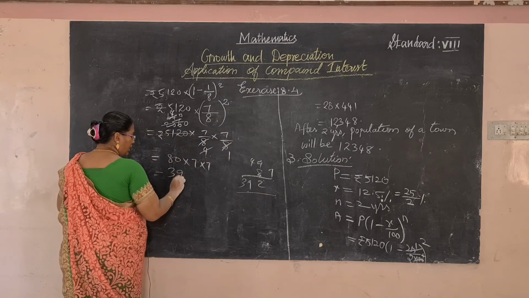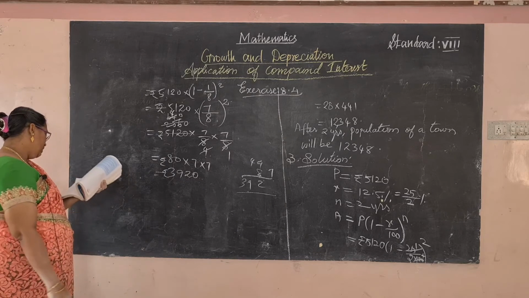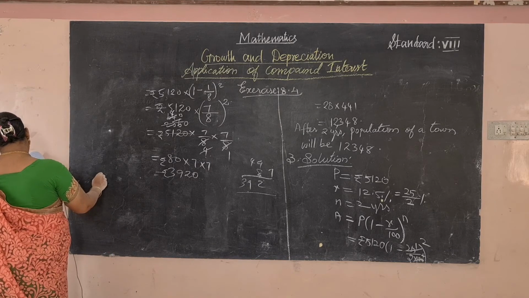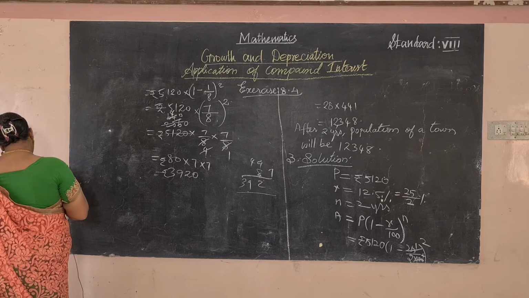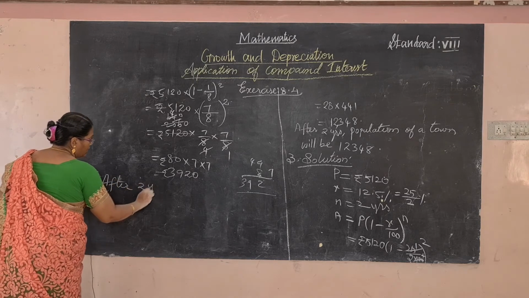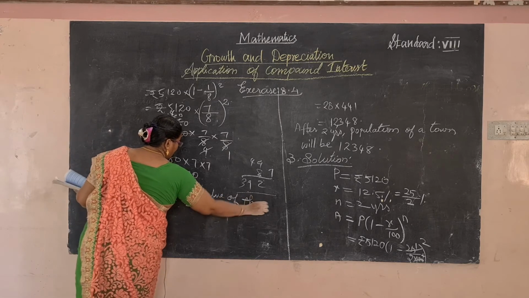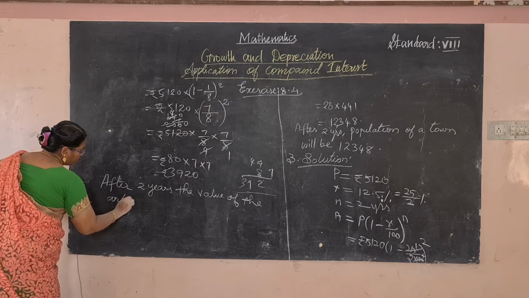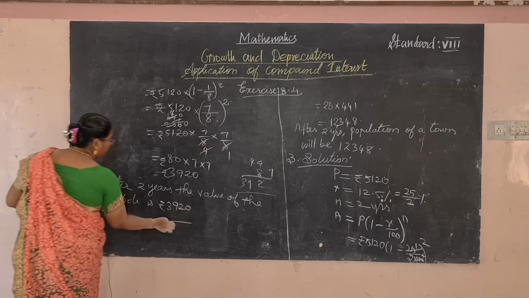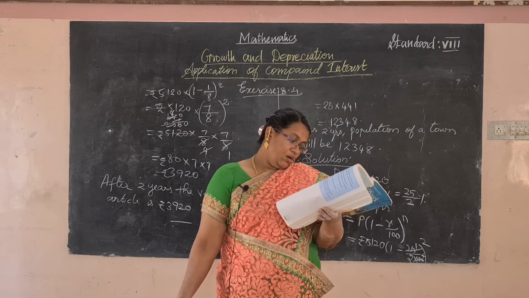So 3920. Okay, so rupees 3920. After 2 years, the value of the article is rupees 3920. Okay. Now fourth problem.